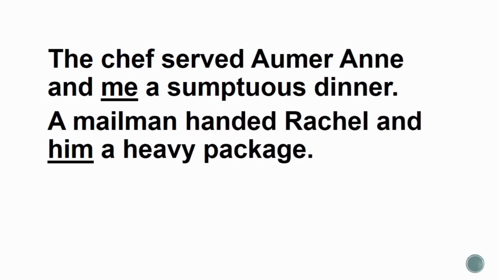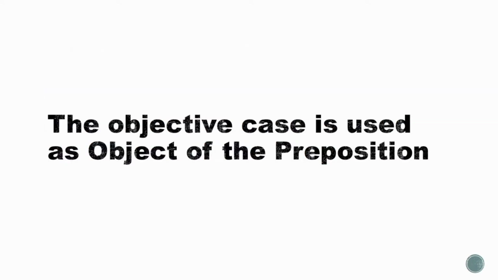Another example is a mailman handed Rachel and him a heavy package. Our indirect object, the pronoun him, is receiving the direct object, which is the heavy package, and our direct object is receiving the action of being handed by the mailman, which is the subject. I hope that's clear. The next use of the pronoun in the objective case is as object of, this time, the preposition.